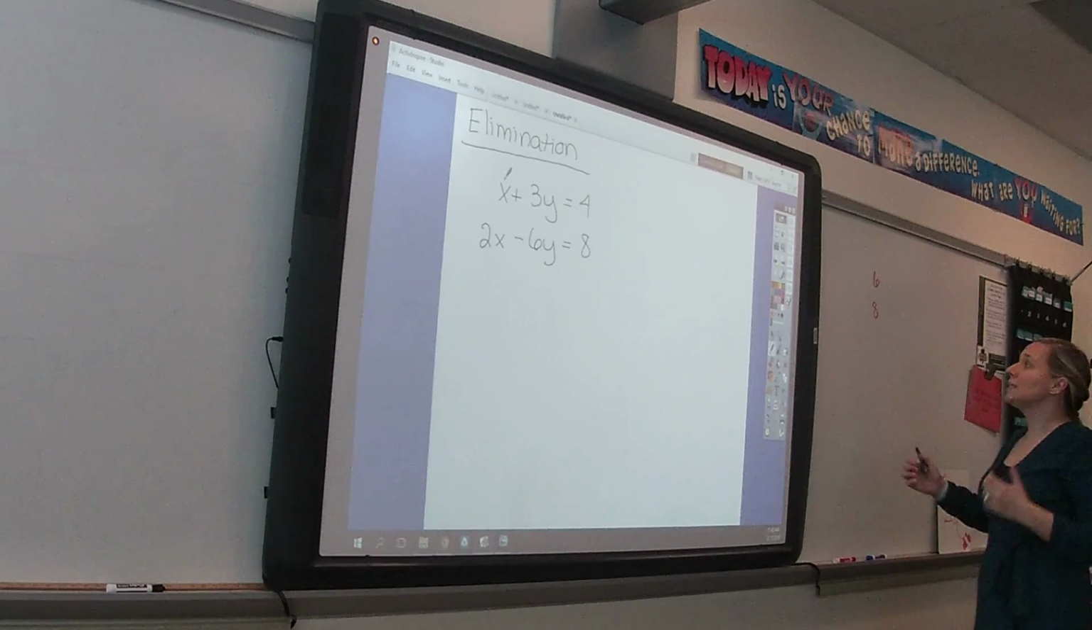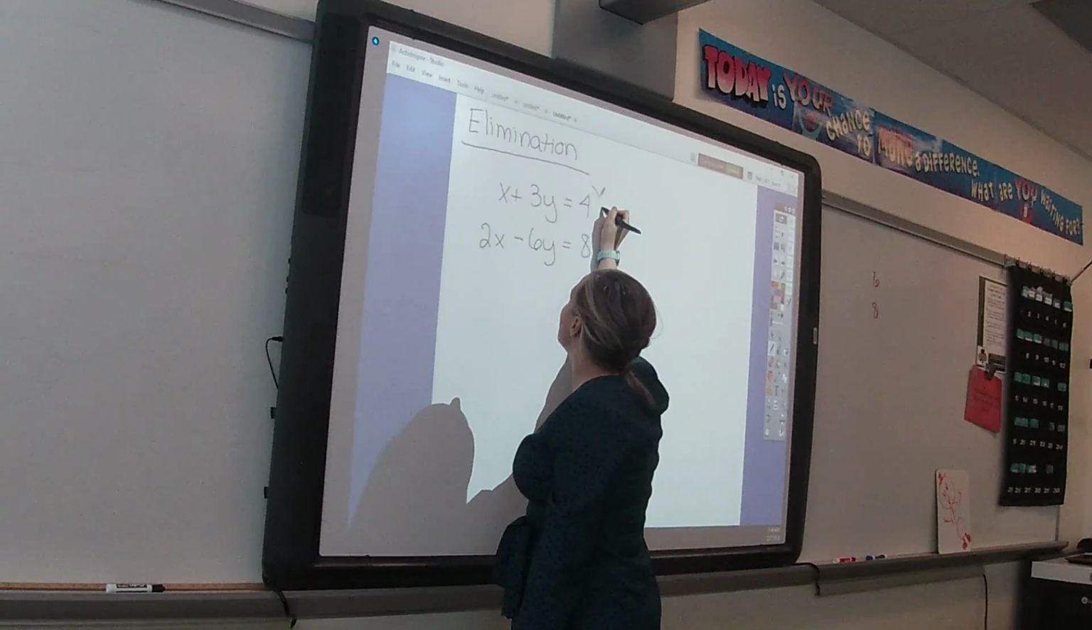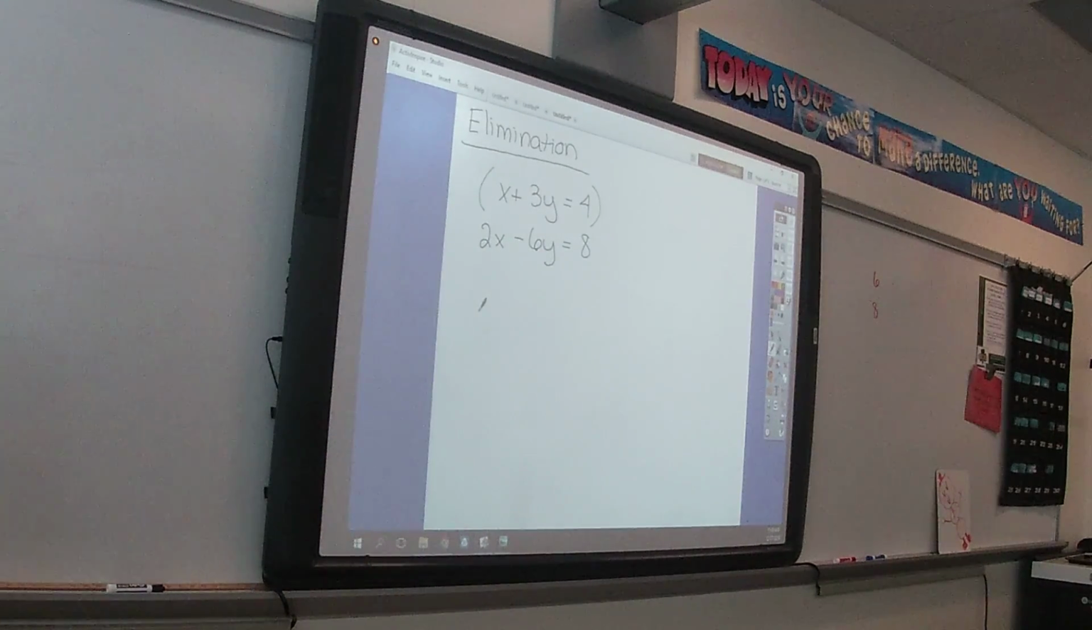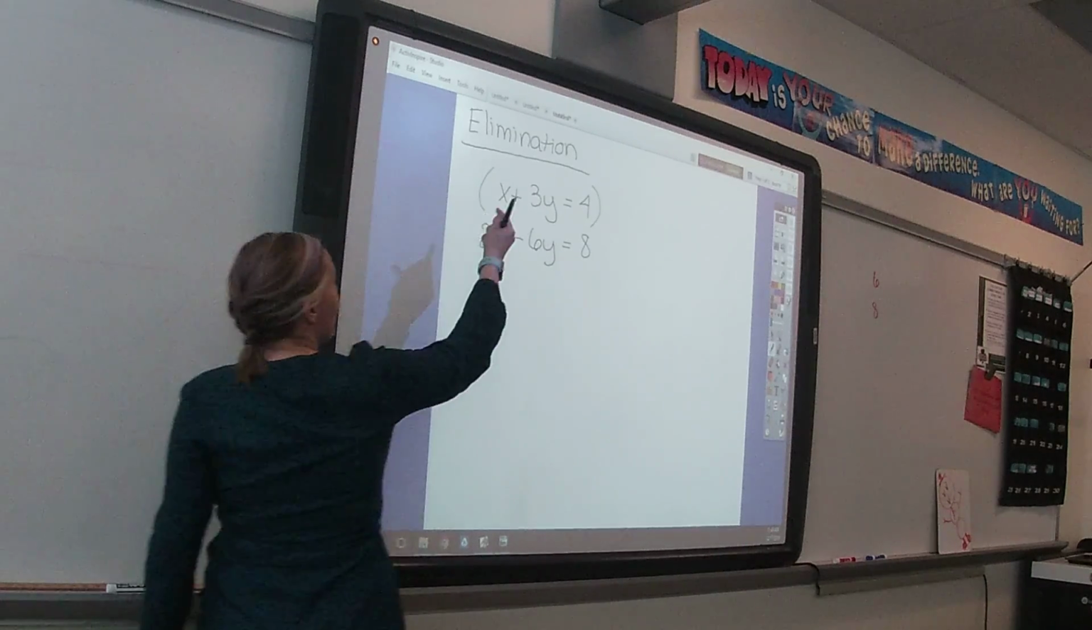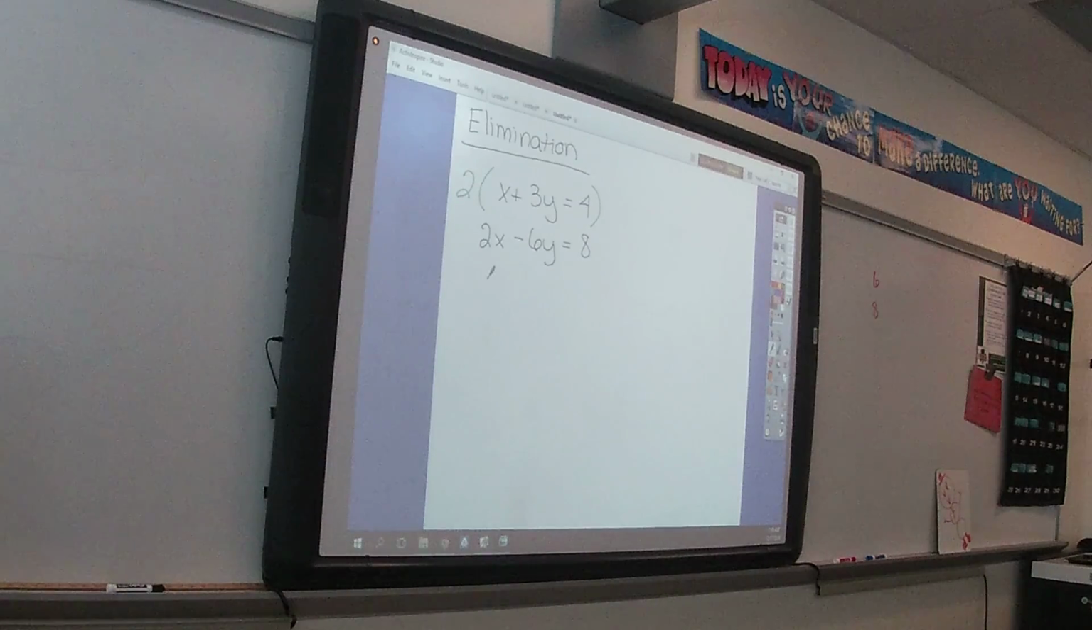Okay, so once we decide which one we're going to get rid of, we are going to multiply that equation. Instead of just multiplying by the negative 1 like we were doing yesterday, we now want to multiply by the number that makes it match. So we said 3 times 2 gets us to that 6.